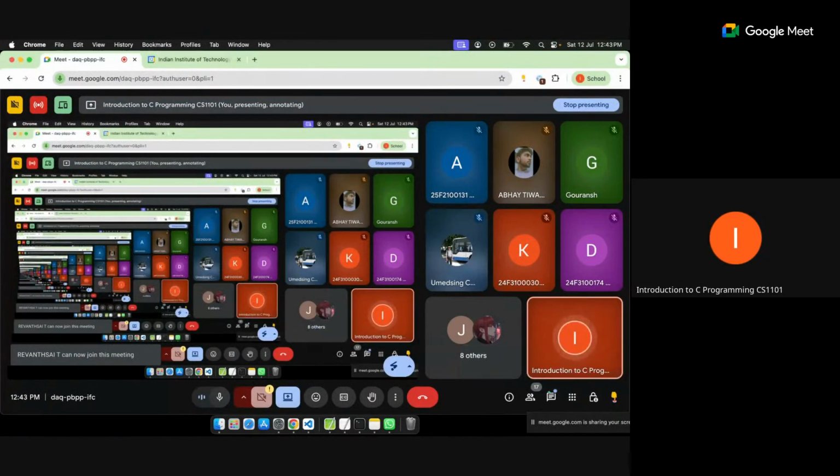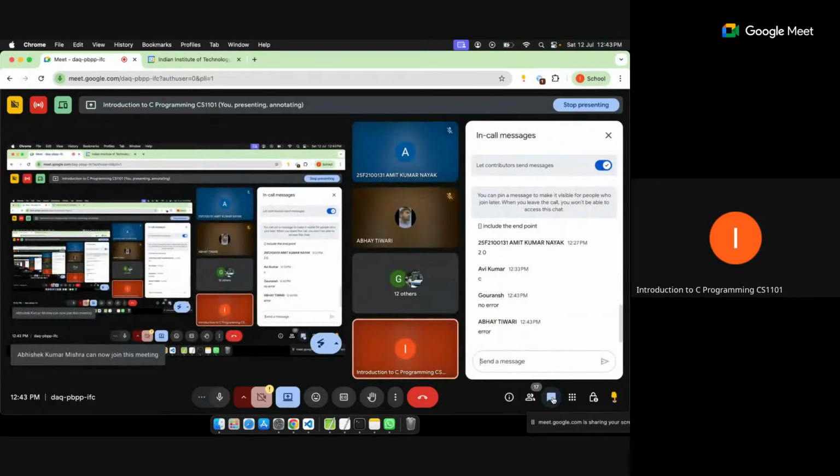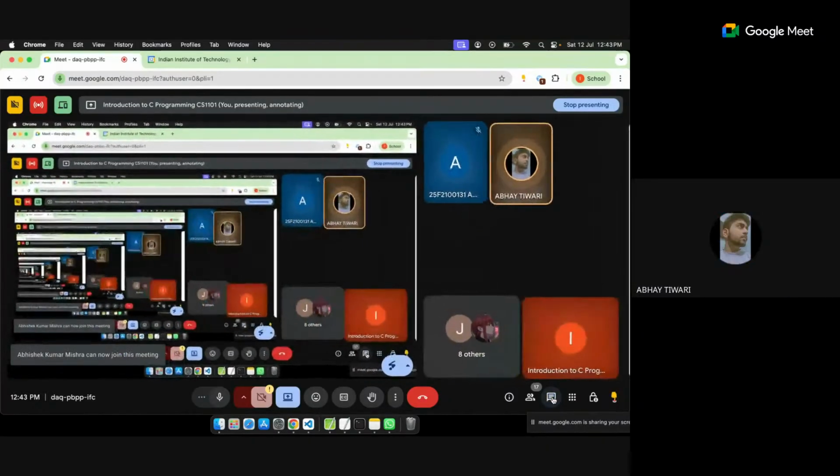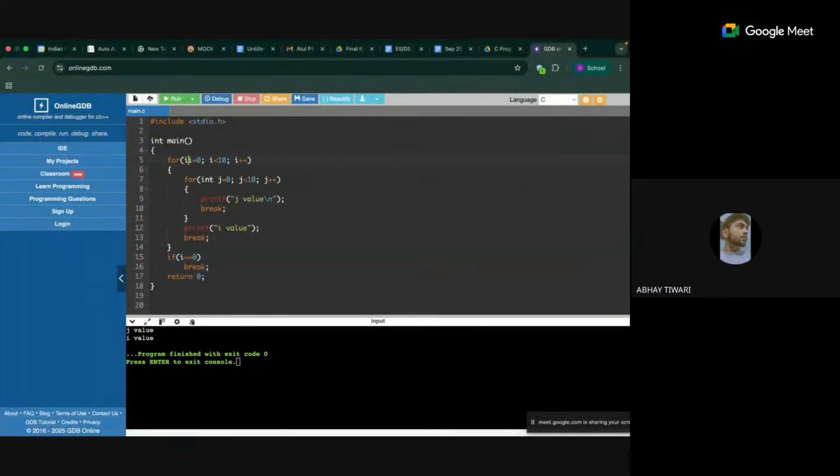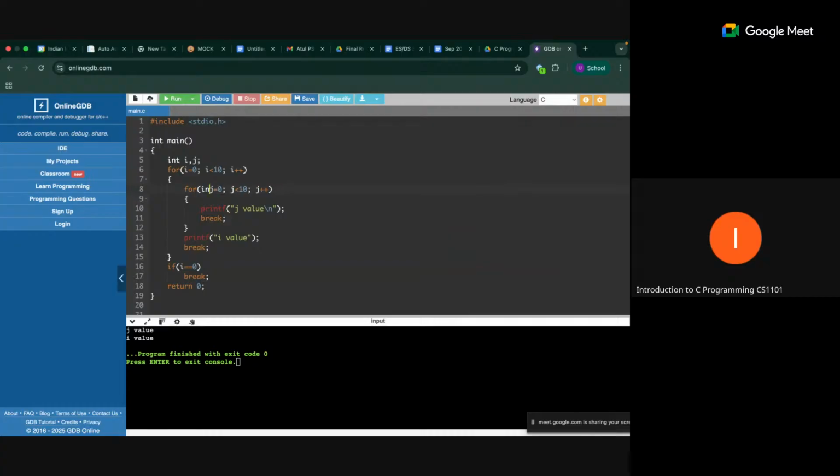Yeah, why is it an error, Abhay? Ma'am, because i is equal to 0 is initialized in a for loop, but if it is not initialized outside, yes. Okay, ma'am. That is fine. Now will it show error? No, ma'am. I'm saying it will show an error.